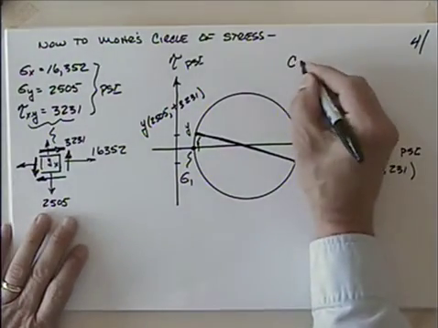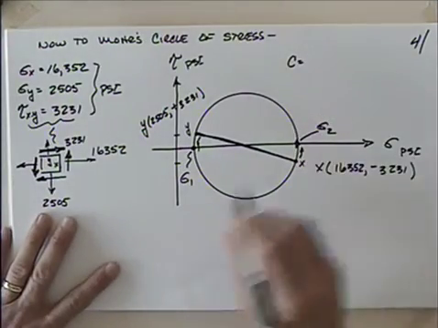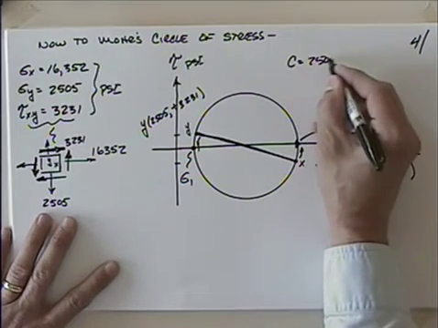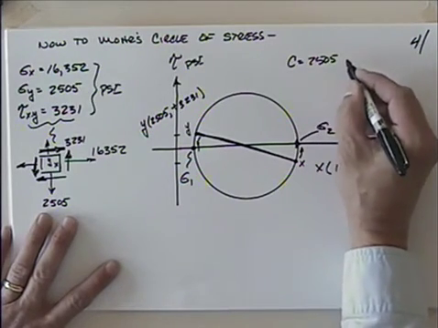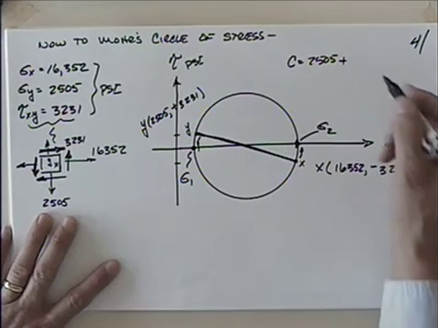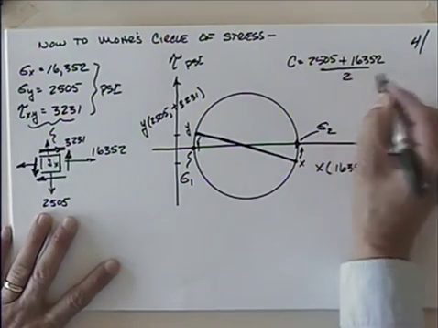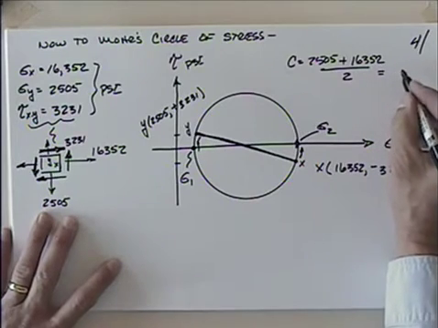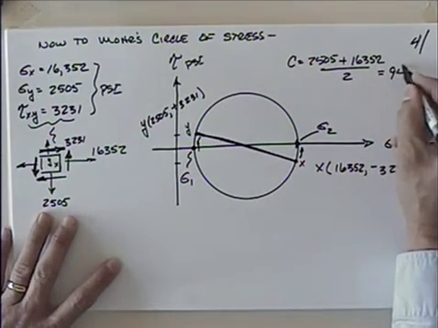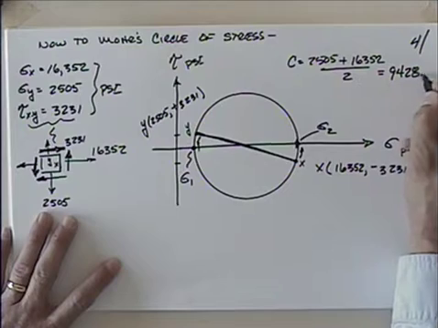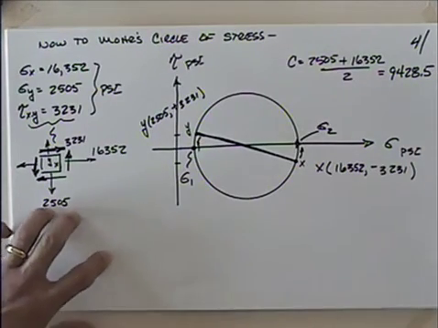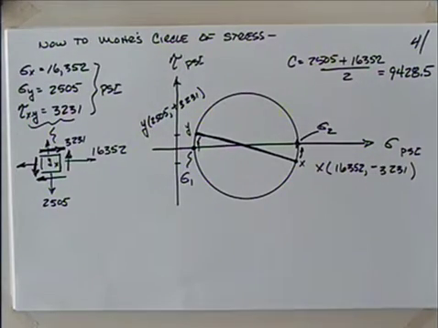What's the center on this thing? The center is going to be equal to 2505 plus 16,352 divided by 2, which gives me 9,428.5. Again, too many significant figures, but since I'm going to compare this to the previous example, I'd like to try and avoid a little bit of round off. Presumably you're probably keeping that in your calculator anyway.